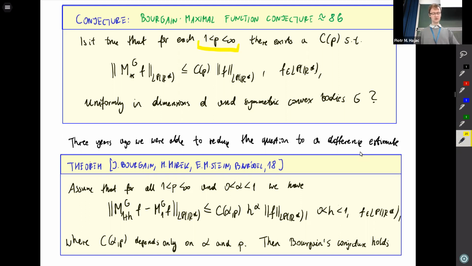Essentially, we reduced the conjecture to an estimate for the difference of this sort. This means that you have some Lipschitz estimate for the difference of the two operators. The difference seems to be easier than the maximal function, so it allowed us to prove some other results, but still the main conjecture is open. Okay, I think it is a good time to make a break.